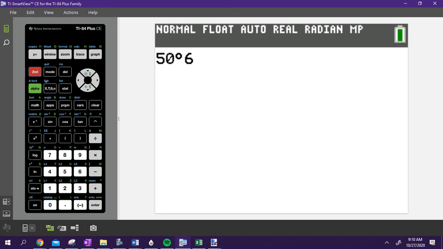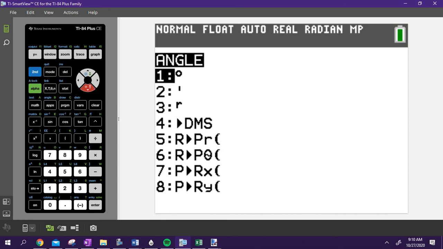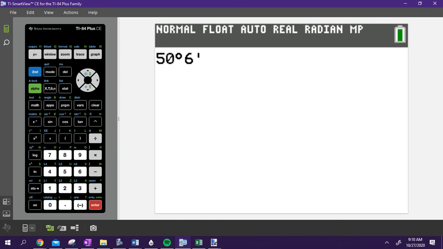6 minutes. So again, I'm going to go second angle. I'm going to go down to the little minute guy, the little apostrophe. I'm going to hit enter. And then I want 21 seconds. To get seconds, to get 2 apostrophes, it's not in the angle menu. I don't know why they did this to us, but they hate us. Okay, but we're going to go alpha, and it's down here with the plus sign. See where it is right here? It's right there. You got the little apostrophe.